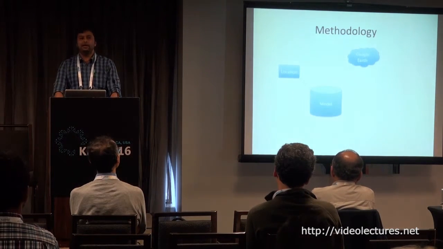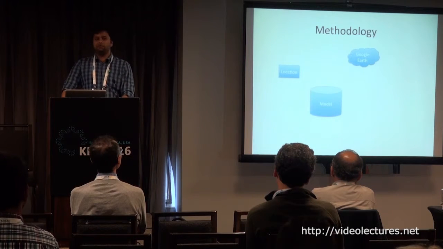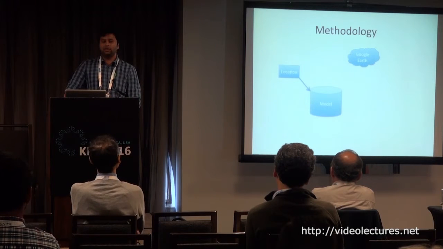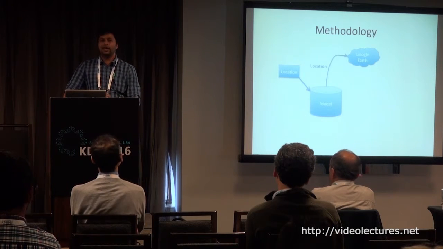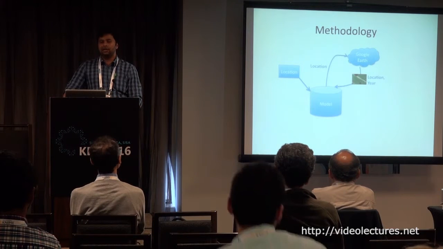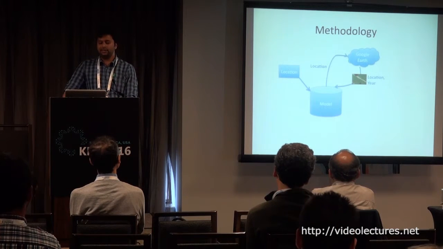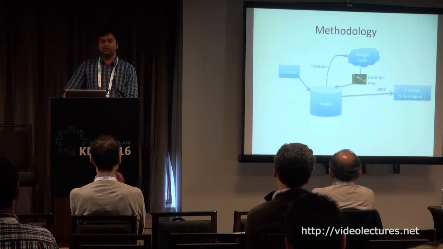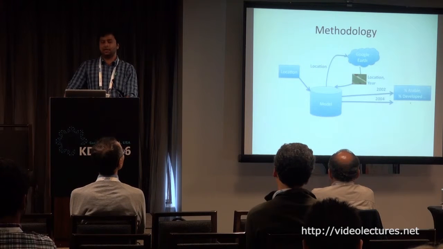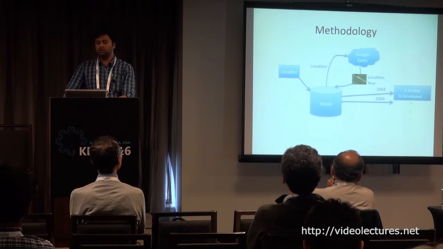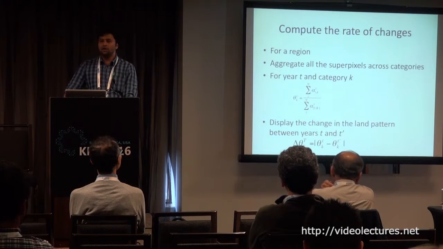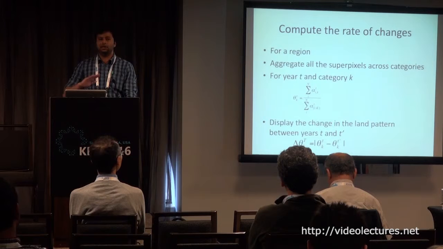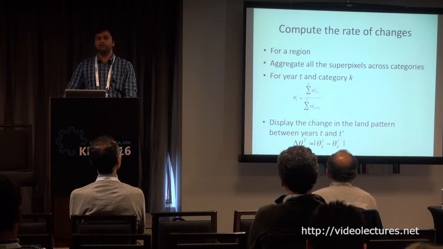So once the training is done and the tool is ready, once the location is stated, the tool will gather the relevant satellite images from the Google Earth data set and tag them across different years. Then it will use the trained classifier to classify each segment into the different categories across all these years.